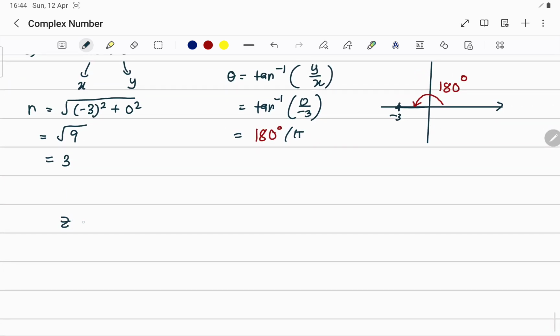So your complex number in exponential form is r e to the power of i theta, which is equal to, right now r is equal to 3, multiplied by e to the power of pi i. That's it for question e.